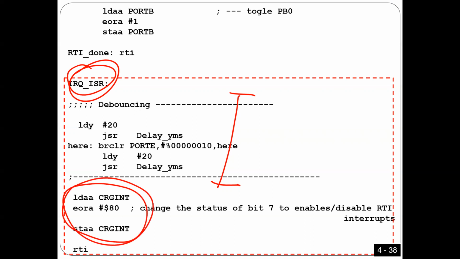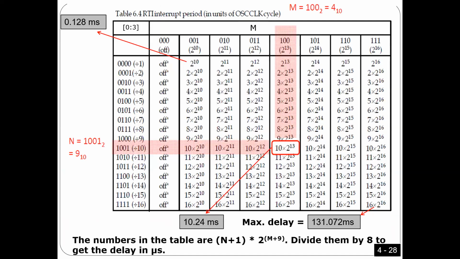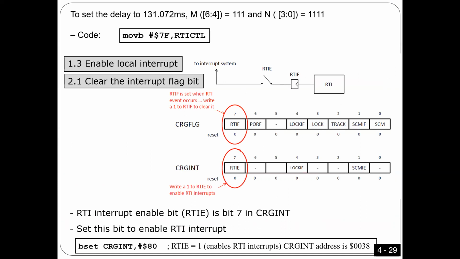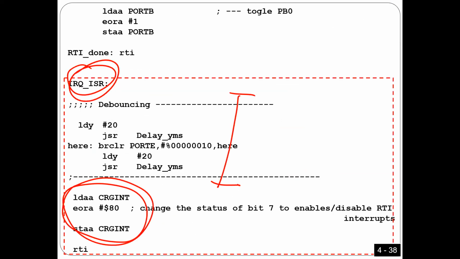And then I'm going to flip the enable bit of RTI. What is the enable bit? If you remember, in this register, CRGINT, if I go back, this bit is here. All I'm going to do is just flip this bit. The way I did it, as you see here, guys, I'm going to read the register, flip the last bit in register A, and then write it back.